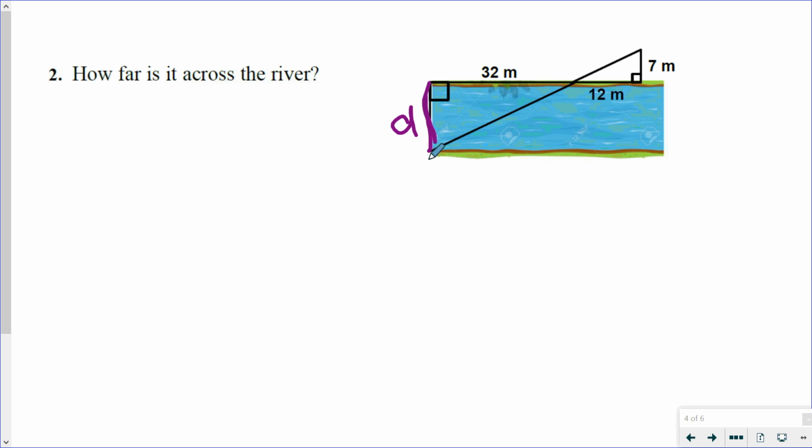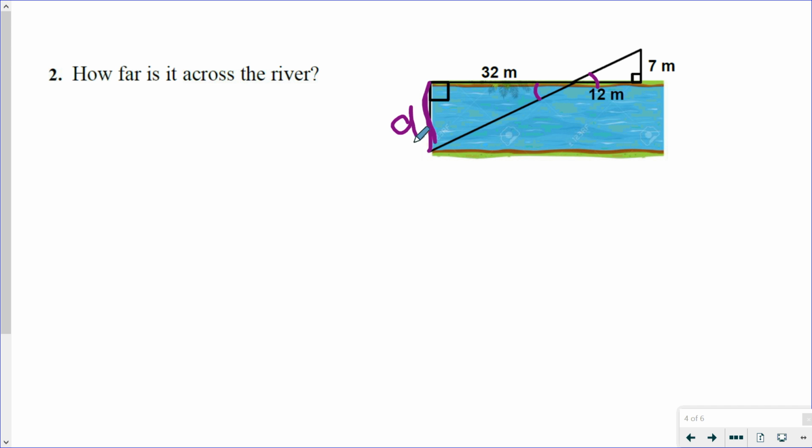So now we need to figure out, well, what's going on with these two triangles? Well, the two triangles are similar to each other. So if I were to take the smaller triangle and rotate it clockwise 180 degrees, you'll notice that the right angles are congruent to each other, and these two angles are also congruent because they're vertical angles. So we can set up a proportion to find D, which is the distance across the river.